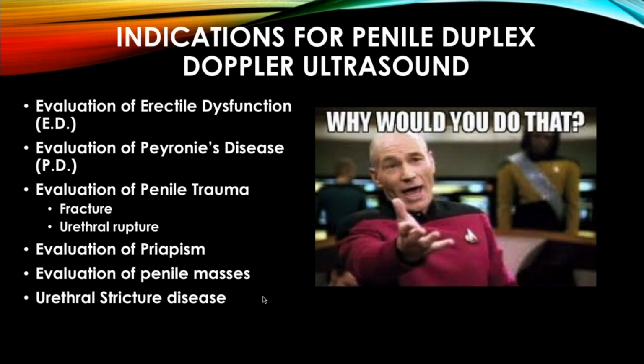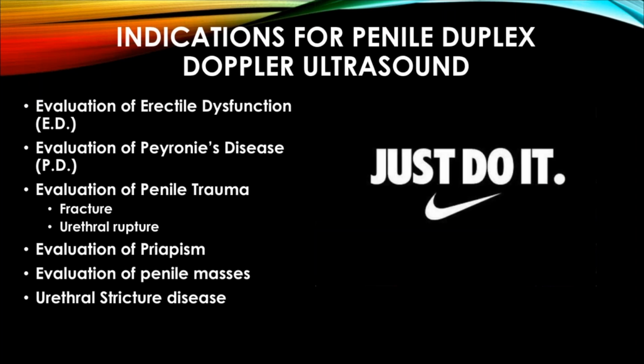The evaluation of Peyronie's disease, and I'm going to discuss what Peyronie's disease is in just a bit, evaluation of penile trauma, so patients who come to an emergency room with a penile fracture, urethral rupture, things like that, evaluation of some priapism, evaluation of penile masses, though I must say most of this has gone the way of MRI, and urethral stricture disease. So there are still indications in the area of urethral stricture disease. People should be thinking about the indications and make sure we're doing these workups when it is appropriate.